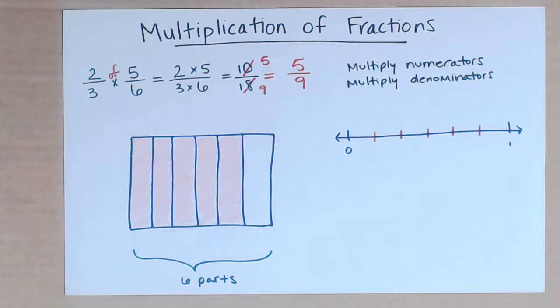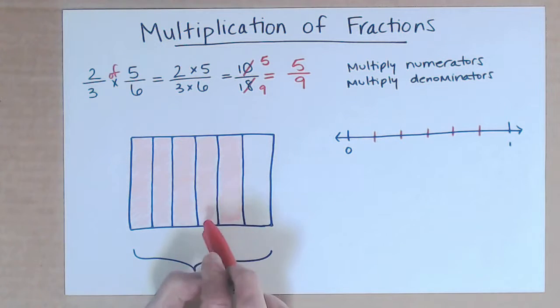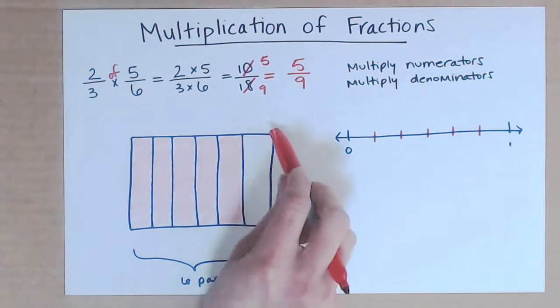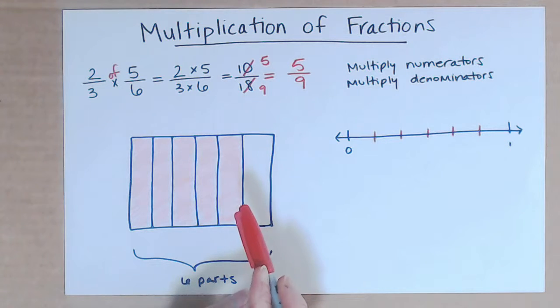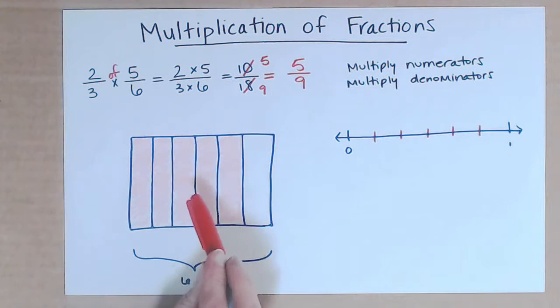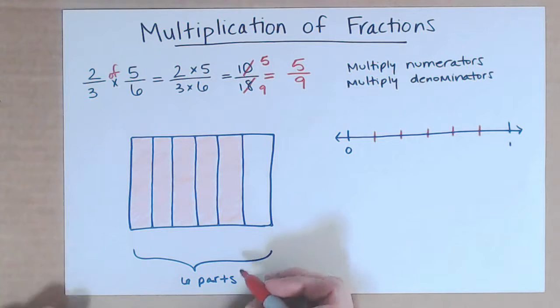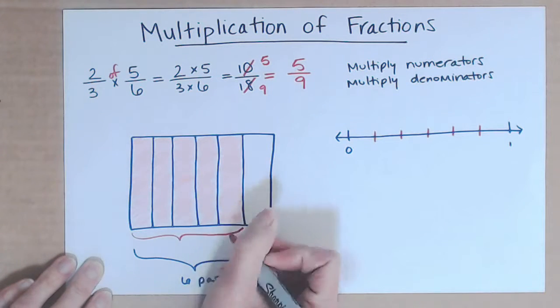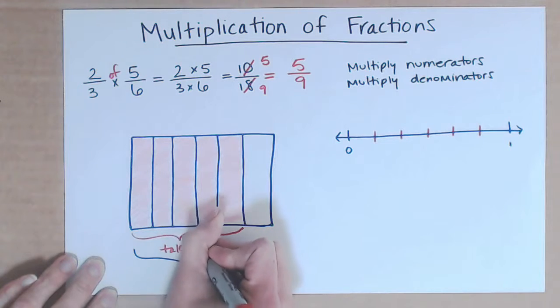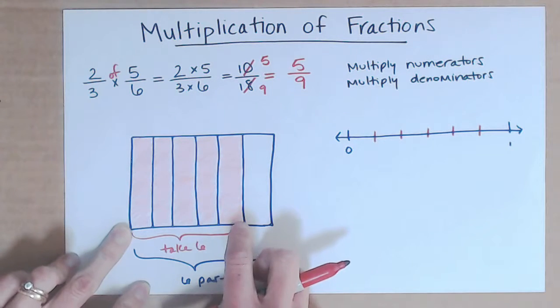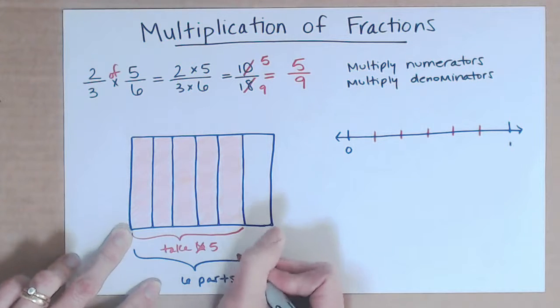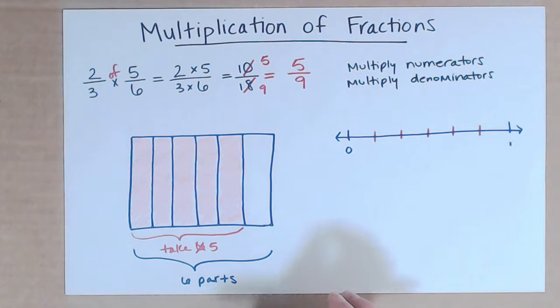Okay, so now we are going to show with two pictures why this algorithm works, the algorithm of multiplying numerators and multiplying denominators. Our first picture here is called an area model. This is a rectangle and 5/6 of the area is shaded in. So we start with 6 parts and we take 5 of them to show 5/6.